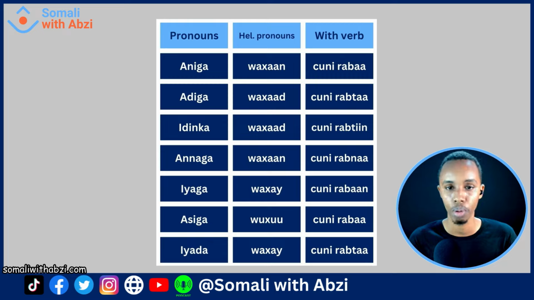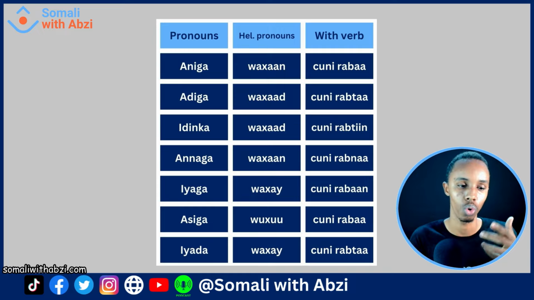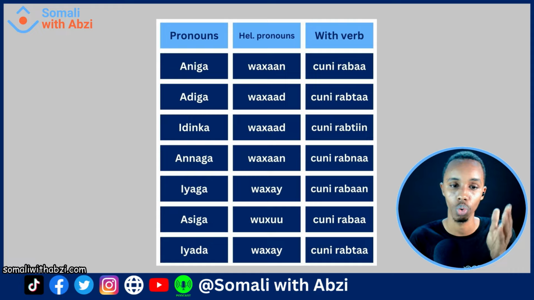Let's learn now the helping pronouns for using future tense in Somali. For aniga, we use wahan as helping pronoun. When I say helping pronoun, that means we use wahan instead of aniga, because it's just the same meaning. So you don't need to use aniga when you're going to say, like, I will eat food or I will leave, something like that. You'll use wahan instead of aniga. That's what we mean by helping pronouns.